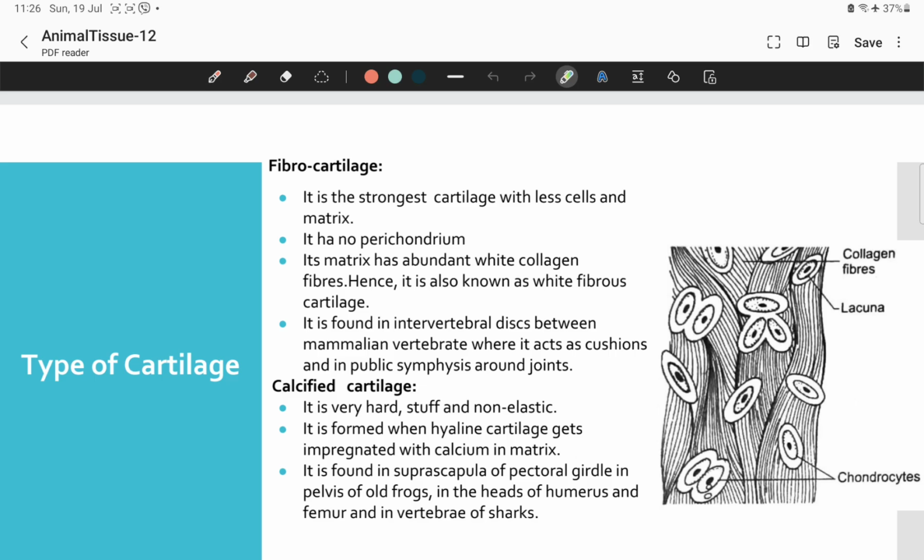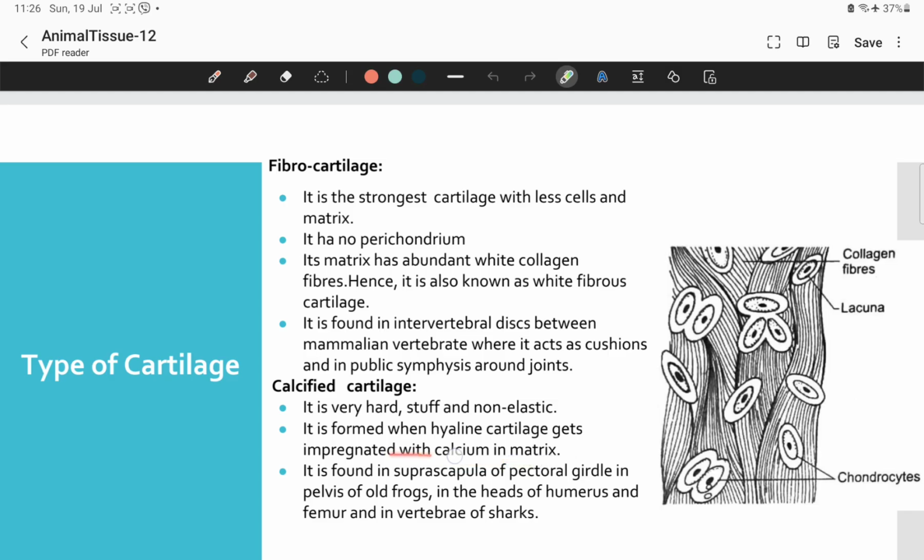The next is calcified cartilage. Actually, it is not a new cartilage, it is the modified form of hyaline cartilage. When the hyaline cartilage is deposited with more calcium carbonate in the matrix, then this cartilage is formed.